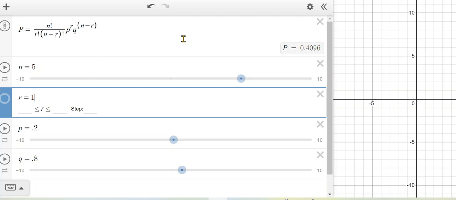All right, that was question number 8 and question number 11. Both involved, to some extent, the binomial distribution or binomial probability formula.